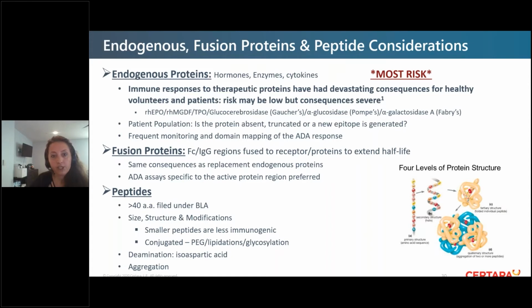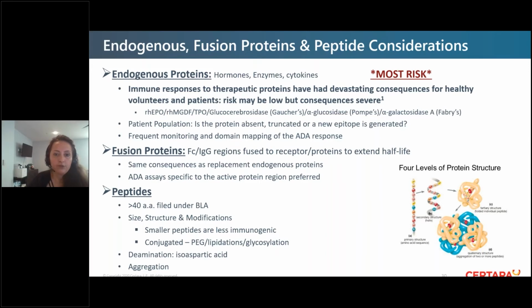You need to think about the patient population. Is the protein absent? Is it truncated, or is a new epitope being generated that may be immunogenic to this patient population? You want to do frequent monitoring, and then even domain mapping of the ADA response, which part of the molecule is causing immunogenicity.